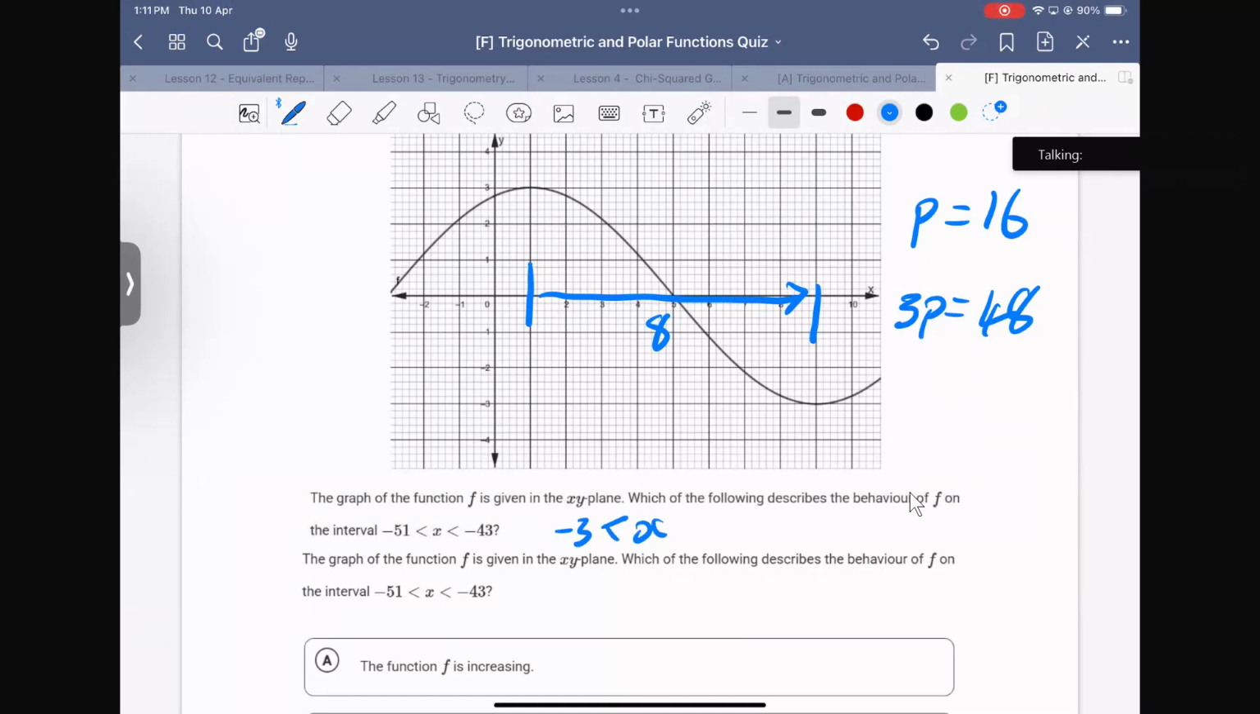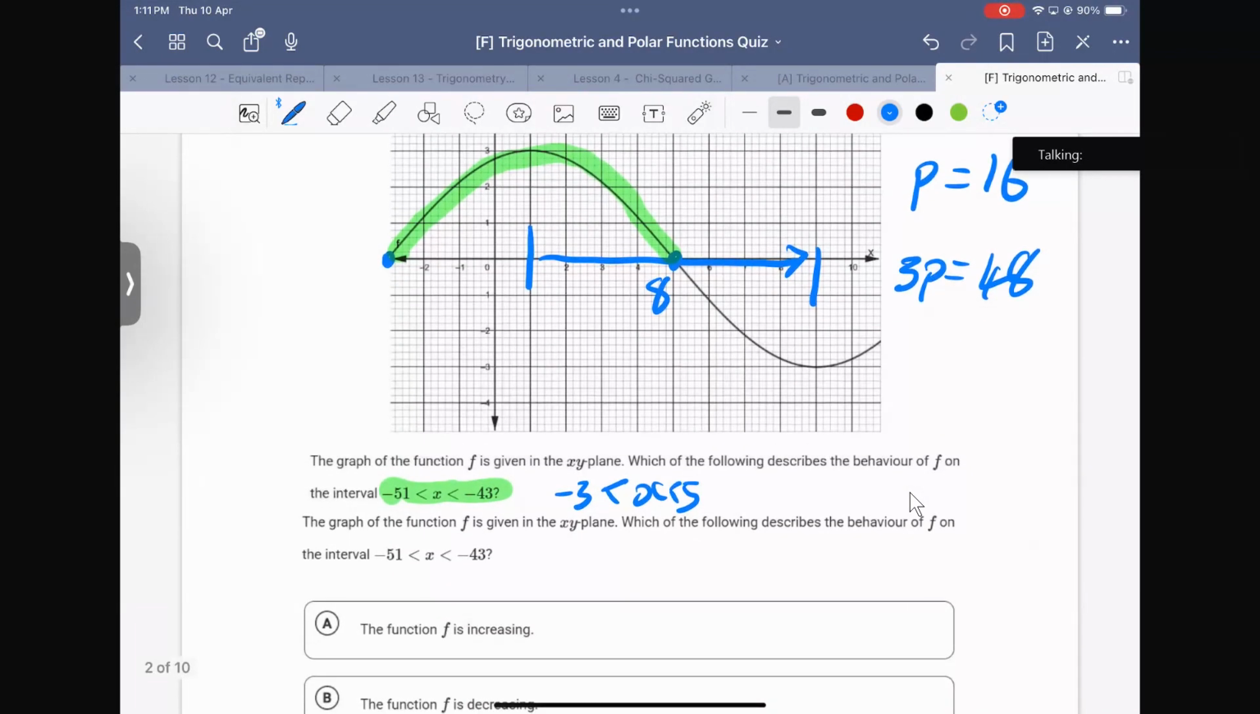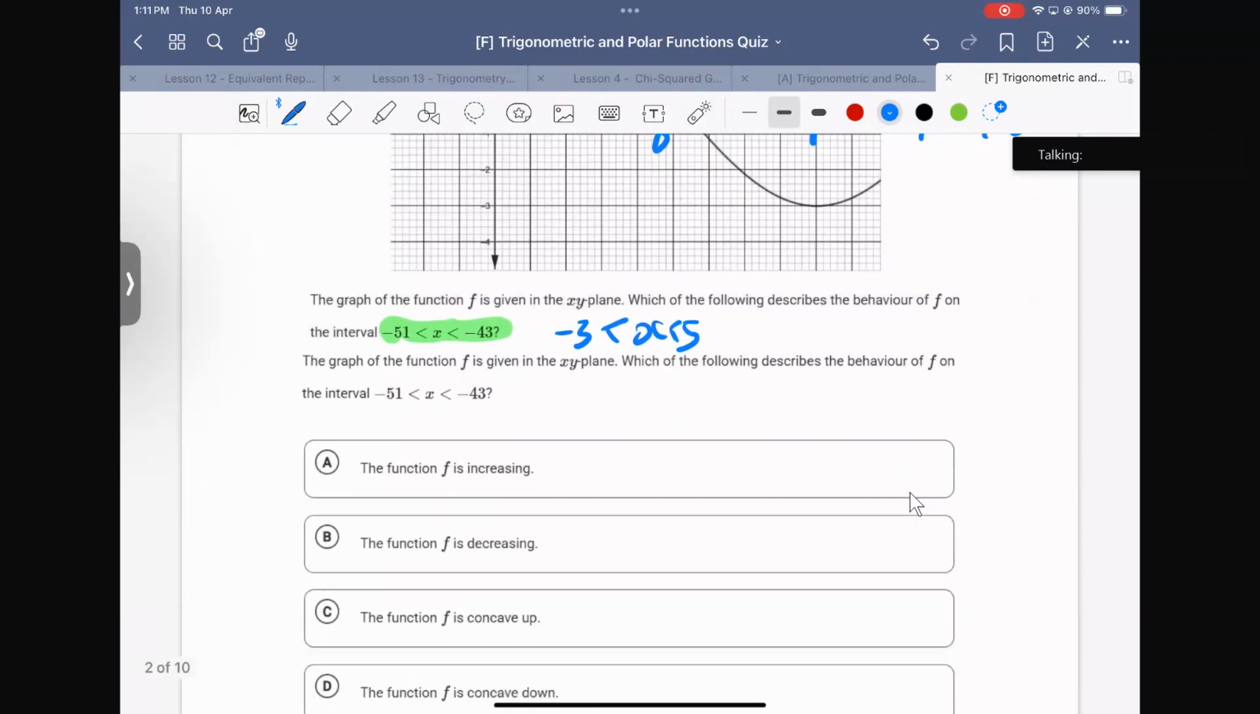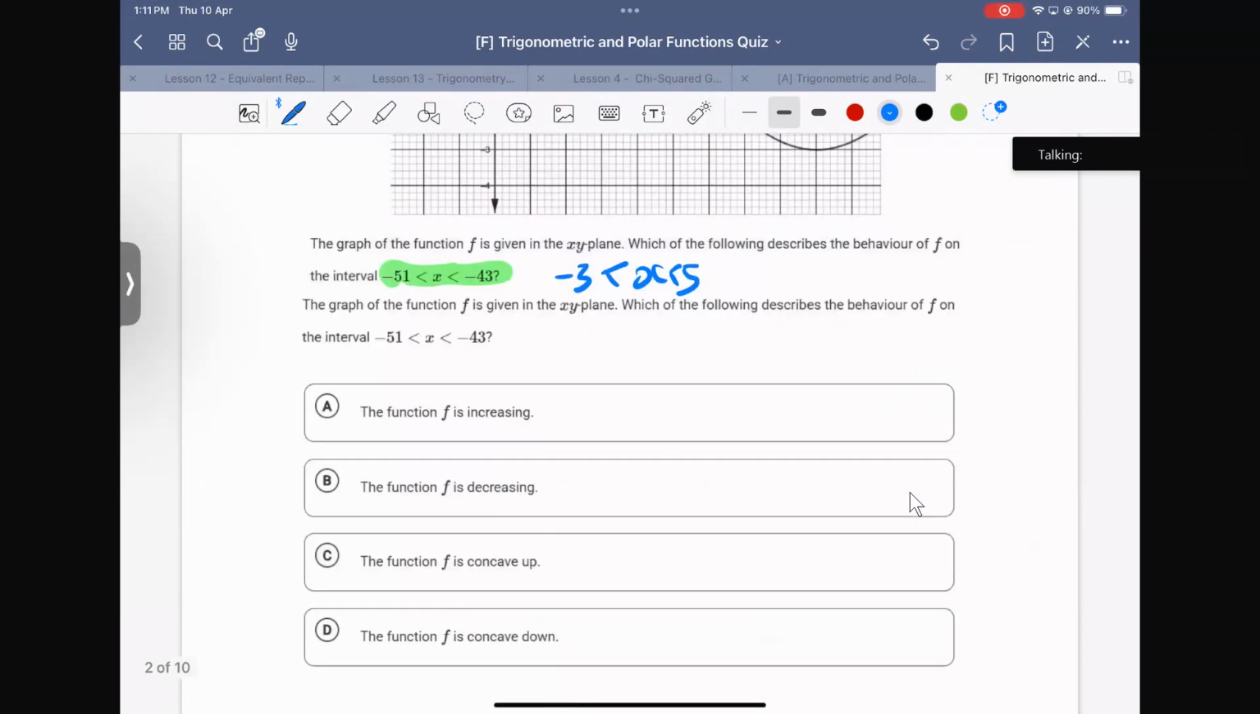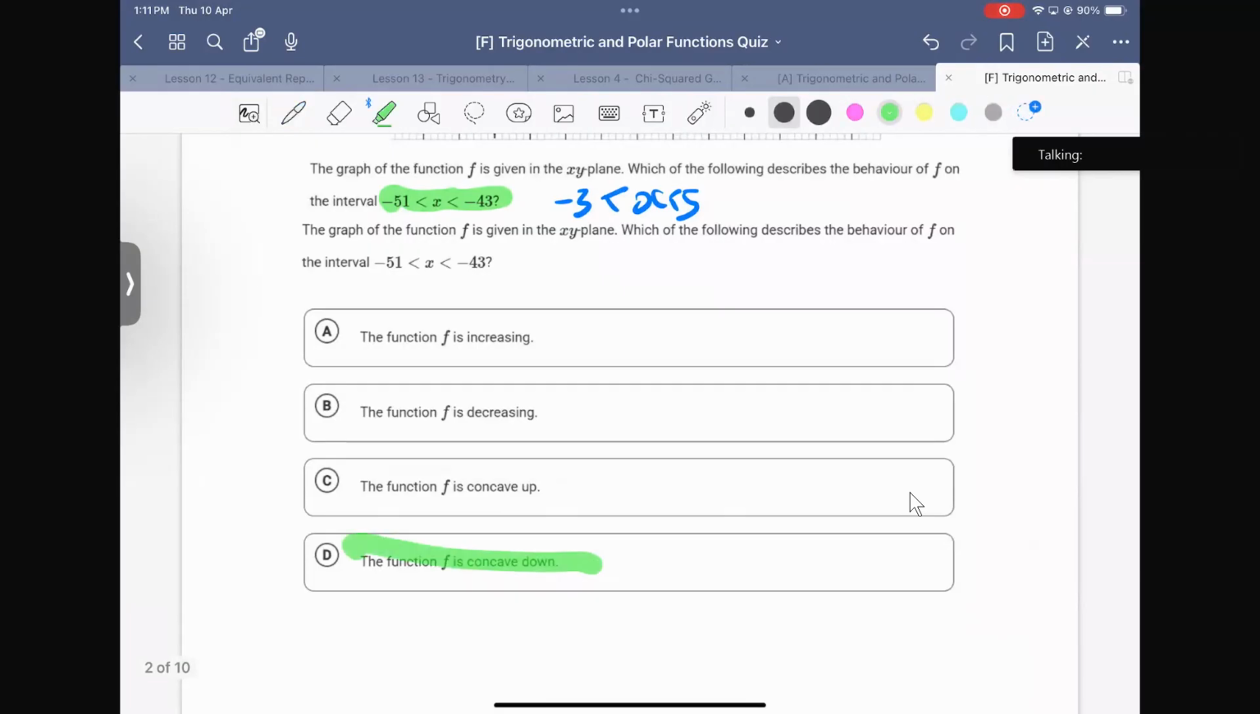Minus 43 plus 48 is going to be 5. So from about here to here. So there is the interval that we're talking about here. It's going to be represented by this. Then what do we have to do? In that interval, it's not increasing, it increases and decreases. It is concave down, so D, concave down.